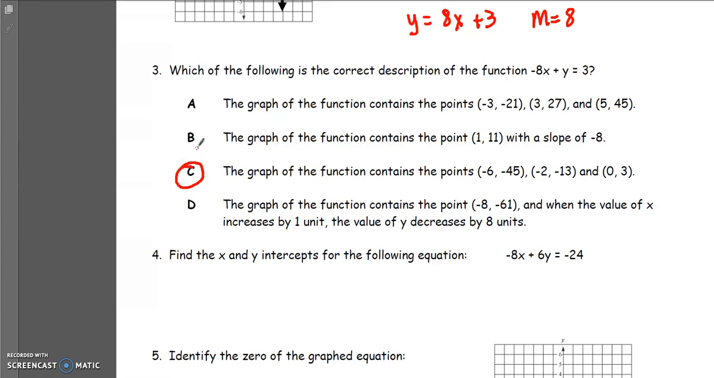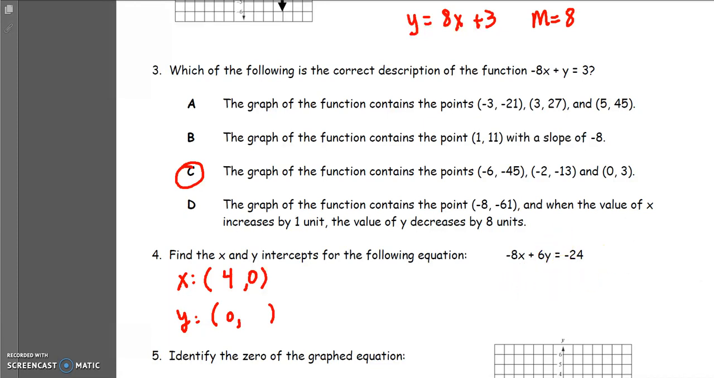Number 4 says find the x and the y-intercepts for the following graph. So remember, when we do the x-intercept, my y value is always 0. And for the y-intercept, my x value is always 0. So if I replace this first one with a 0, this whole thing turns into a 0. And it just leaves me a negative 8 equals a negative 24. Divide both sides by negative 8, I'm getting a positive 4. So my x-intercept is a positive 4.